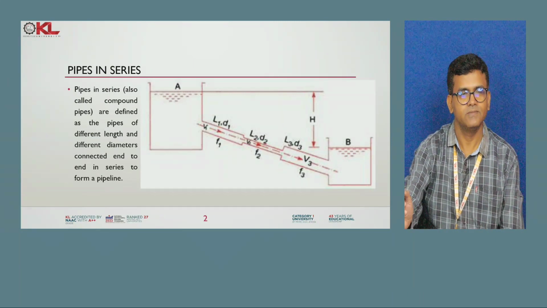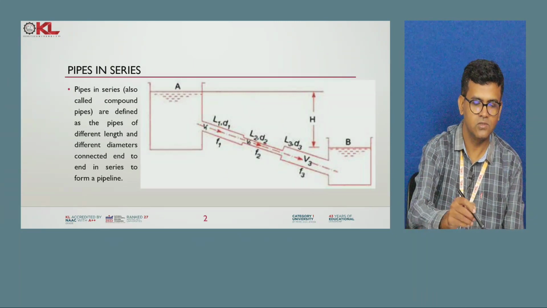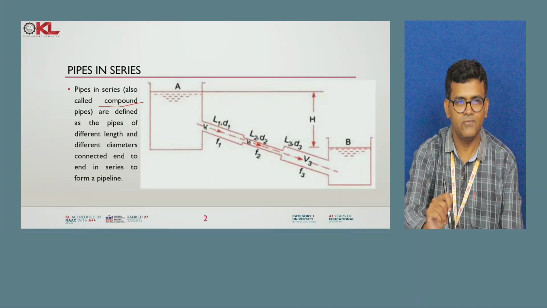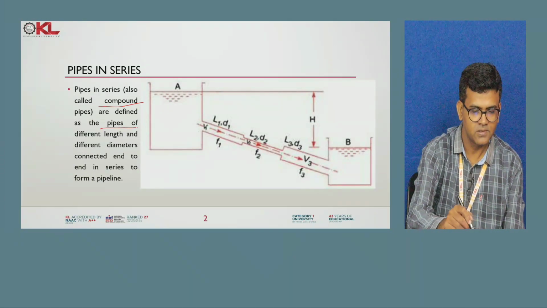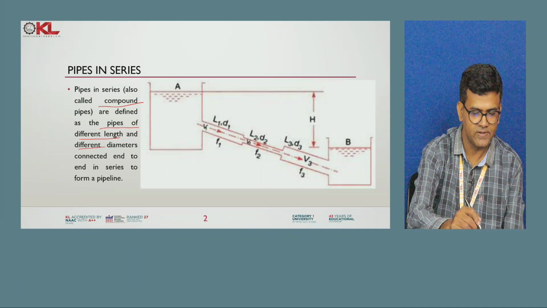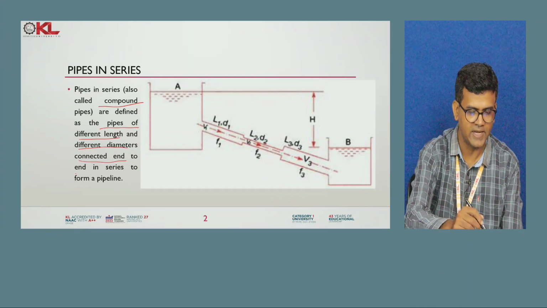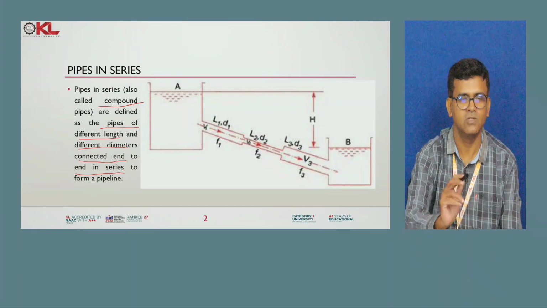Pipes in series. Pipes in series, also called compound pipes, are defined as pipes of different length and different diameter connected end to end in series.